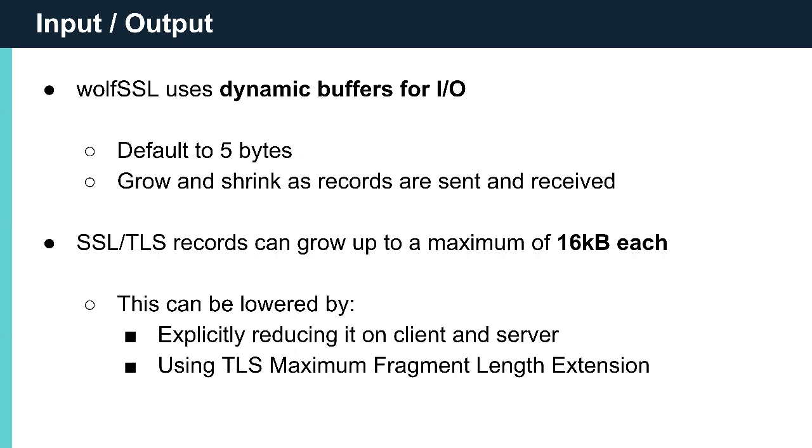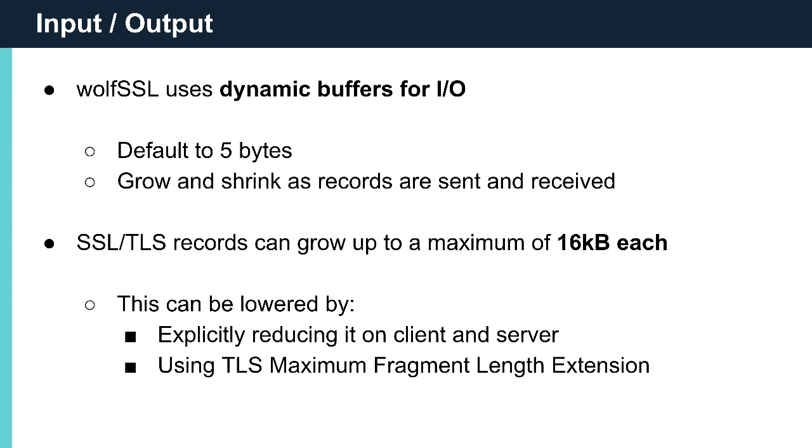wolfSSL does use dynamic buffers for IO by default. So we'll default the first initial size of those to 5 bytes. Then as we read in a record header, look at the length, we'll dynamically grow and shrink that buffer as needed. TLS records can grow up to a maximum of 16 kilobytes each, which is 2 to the 14. And that's just defined in the specification as the maximum TLS record size.